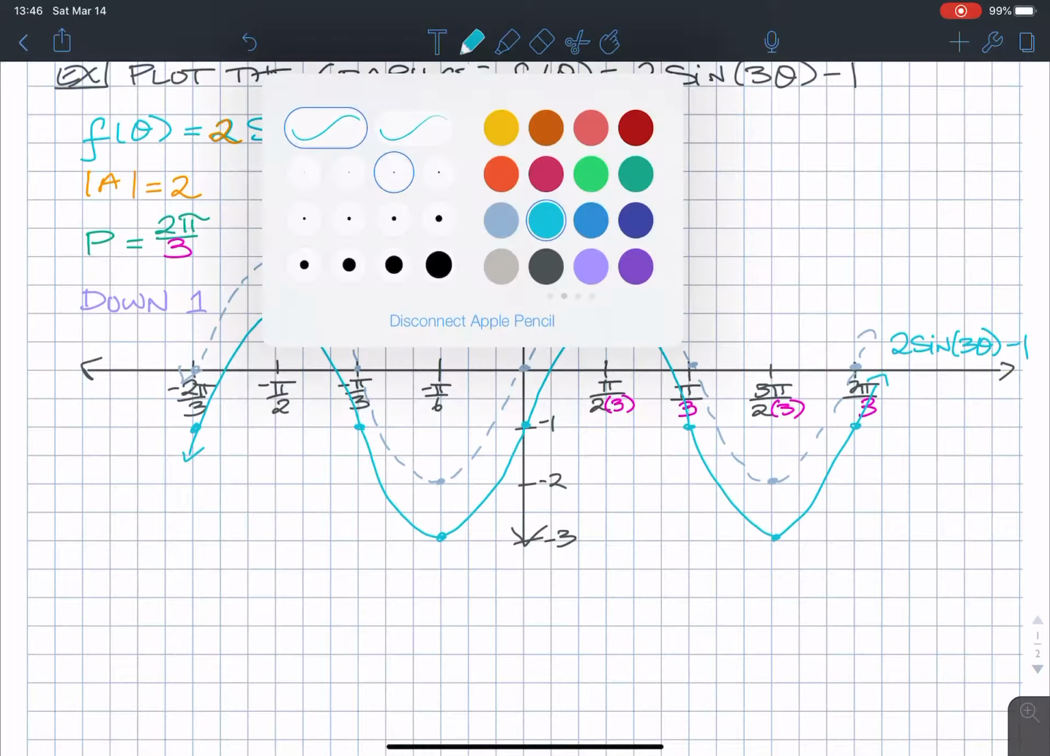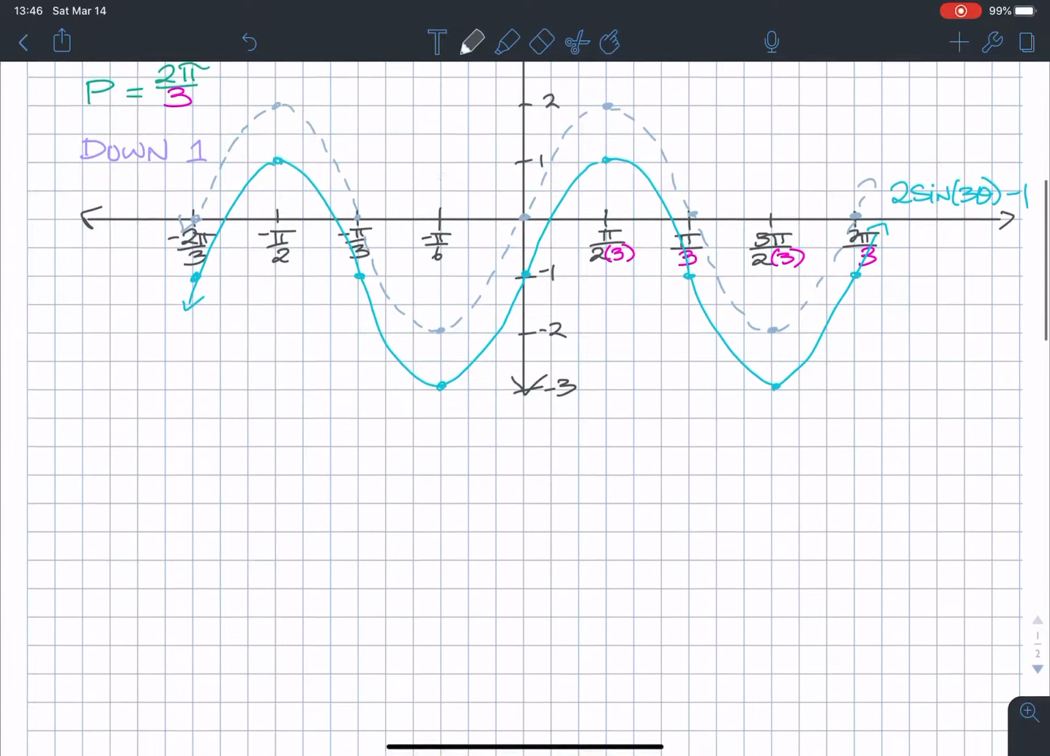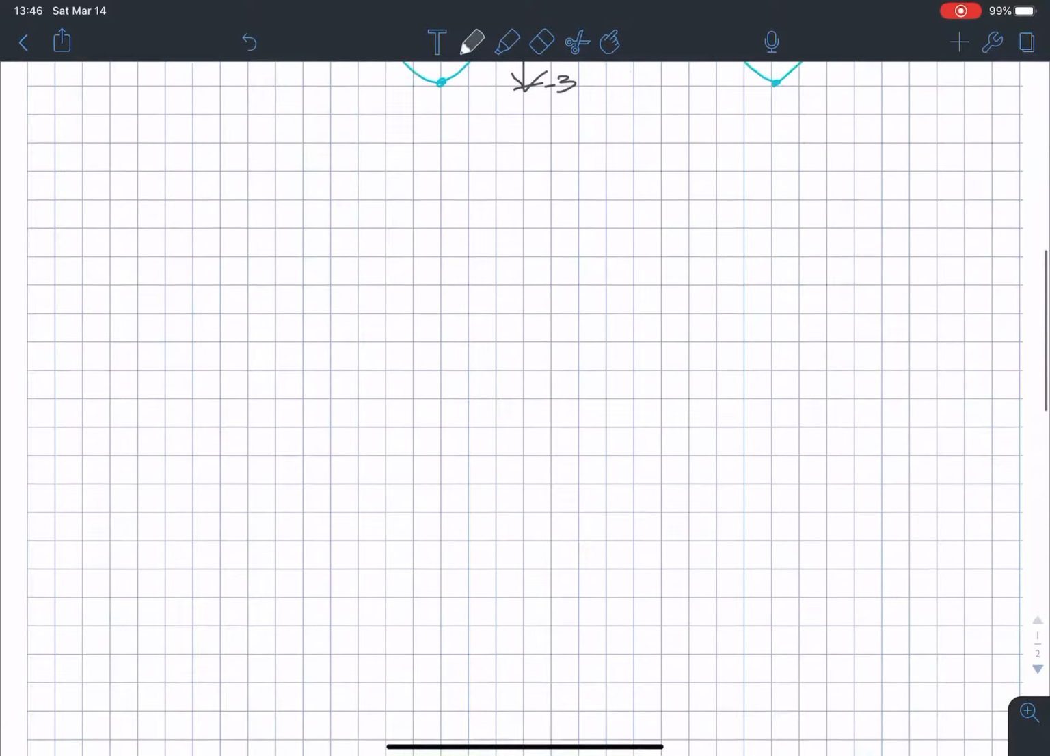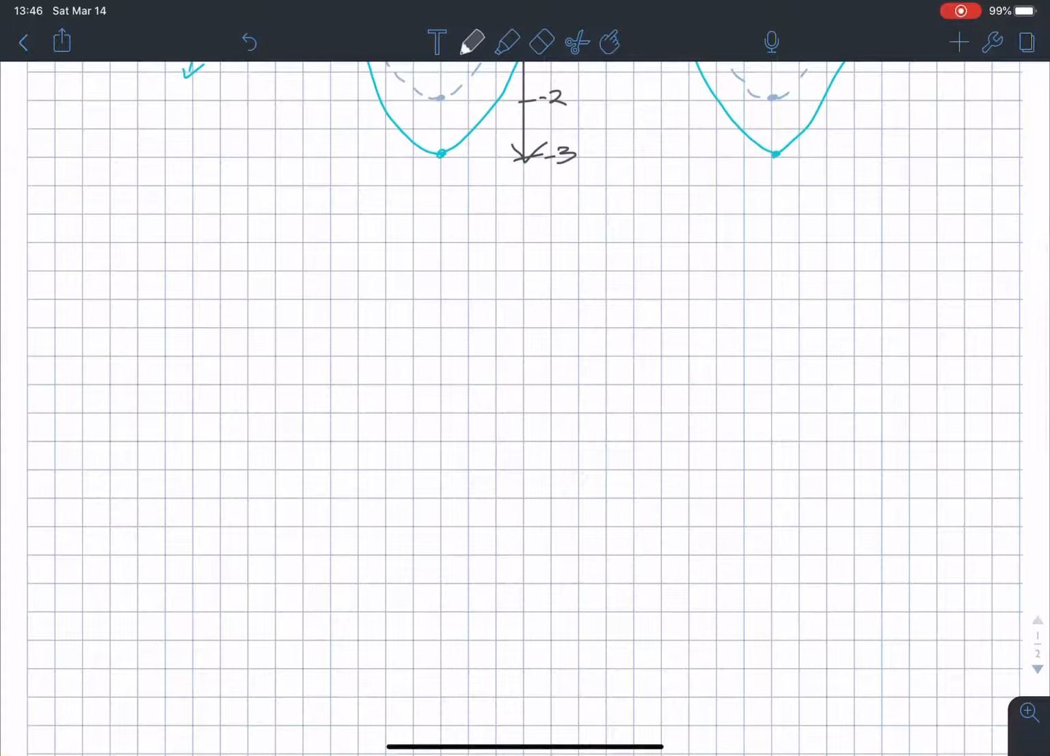Okay, let's do another example. Let's see, how much room do I have here? Looks like I can do it. So for example, let's plot f of theta is equal to secant of 5 theta minus, or let's do plus 2. I already did minus.